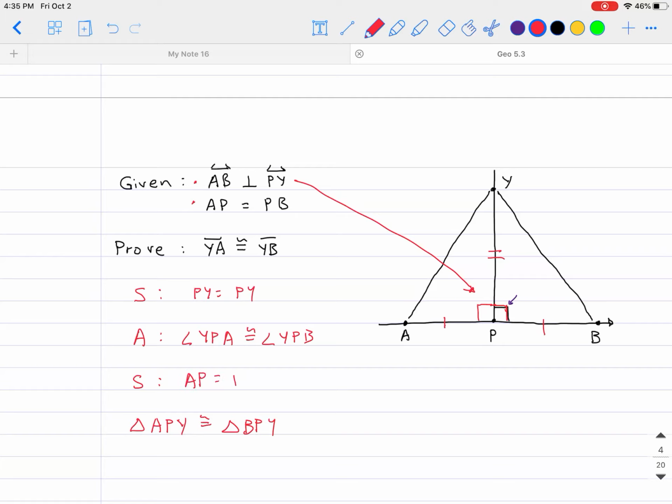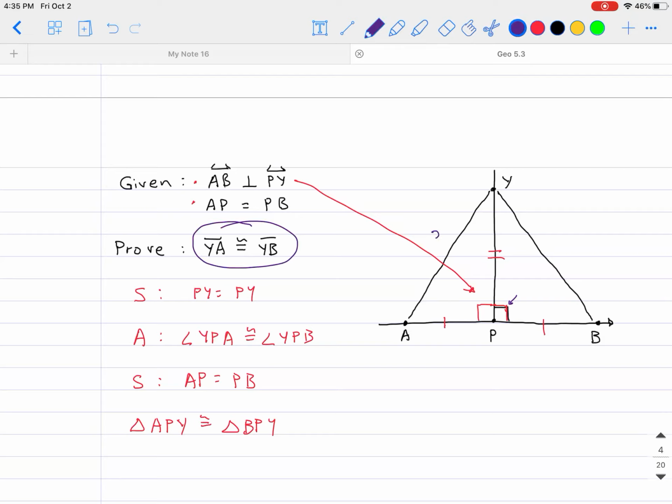And then the last subproof is to say that AP is going to be equal to PB. If I can show all those three subproofs in my proof, then that means I have my SAS. And then I can say the two triangles are congruent. Why do I want the two triangles to be congruent?